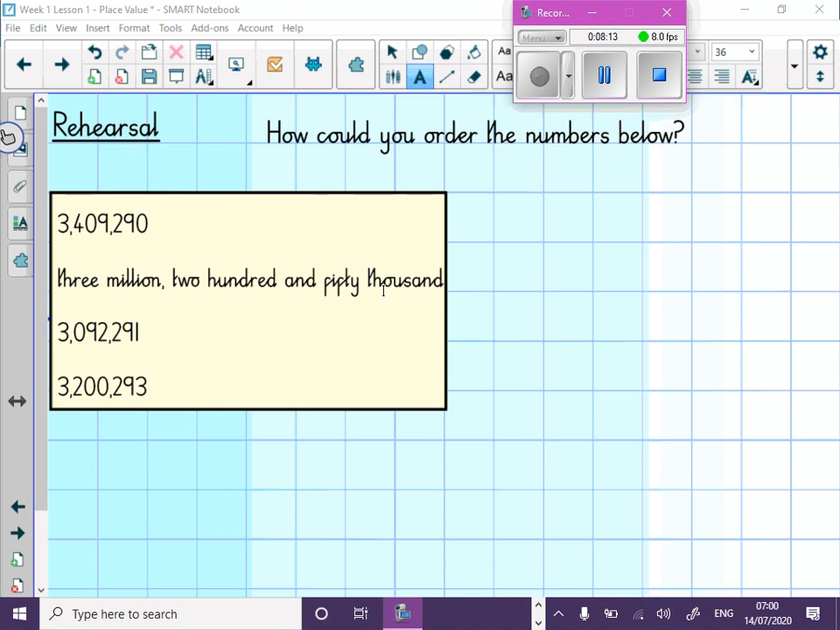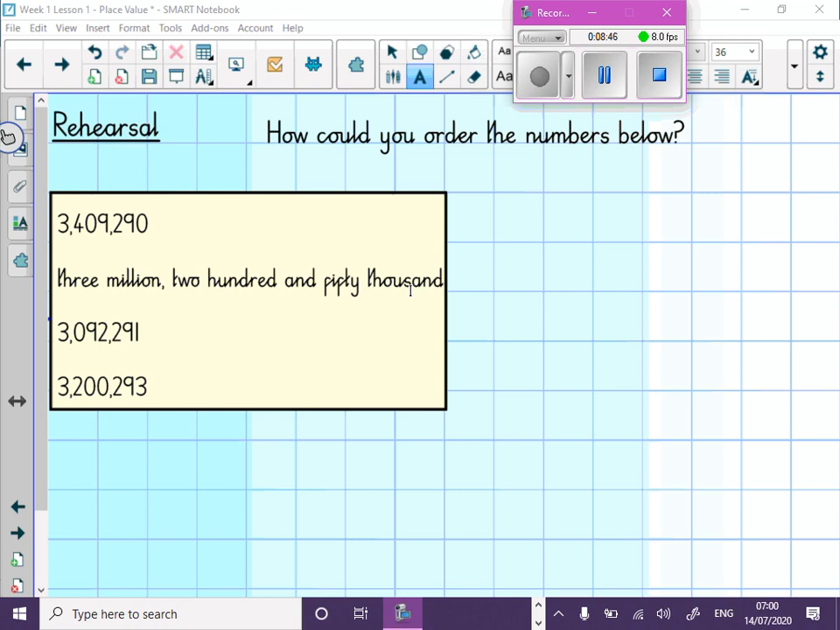Now, once you've had a go at practicing ordering those numbers from largest to smallest, I've given you another example here. Now, I'm giving you the opportunity to choose how you're going to order your numbers, so you can either order them from smallest to largest or largest to smallest. However, I have made it a little bit trickier for you, because you can see we've got numbers that are written in digits, numbers that are written in words. So think about what we just modelled, what will be the first step that you take in ordering these numbers.